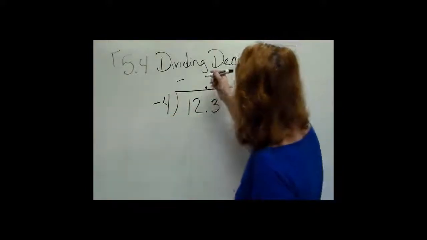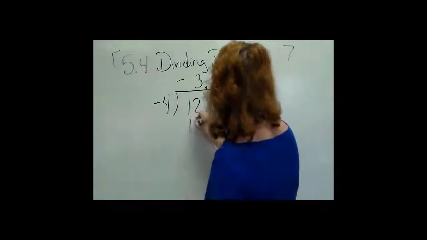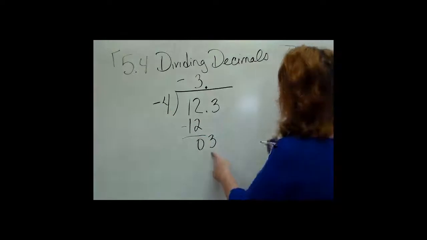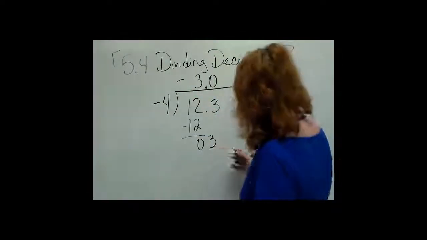4 goes into 12 3 times. And I'm going to put that 3 right above the 2. 3 times 4 is 12. I subtract, I get 0. I bring down my 3. 4 goes into 3 0 times. And 0 times 4 is 0, and I subtract and I get 0.